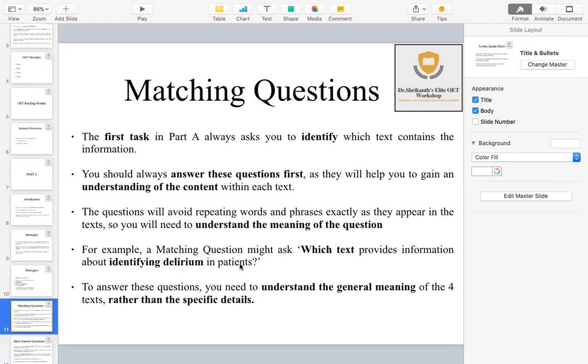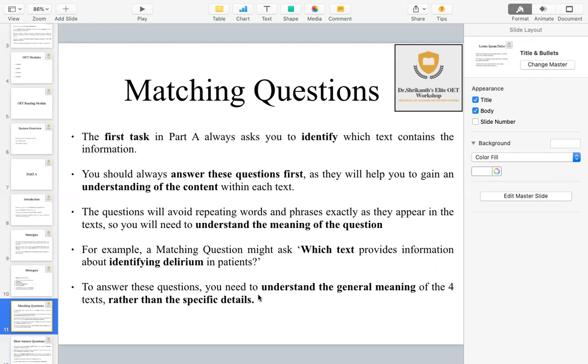So always understand the meaning of the question, and do not expect the same repeating words in both the text and the questions. For example, a matching question might ask, which text provides information about identifying delirium in patients? All right, this is one example question. There are four texts, right? So among those four texts, which specific text provides information about identifying delirium? Identifying means finding out if this patient has the diagnosis known as delirium.